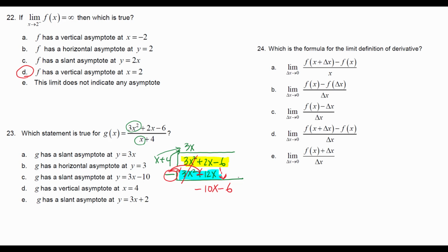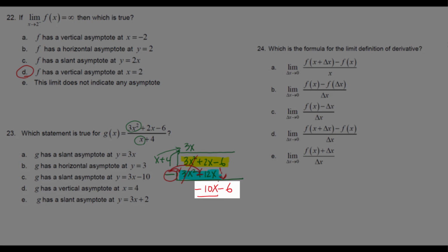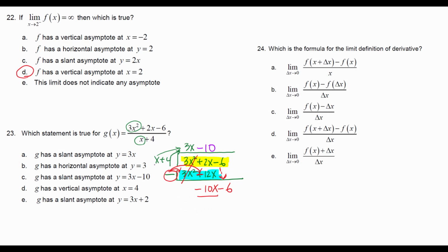And we do division all over again. x goes to negative 10x. How many times? It goes negative 10 times. So x times negative 10 is negative 10x. Positive 4 times negative 10 is negative 40.